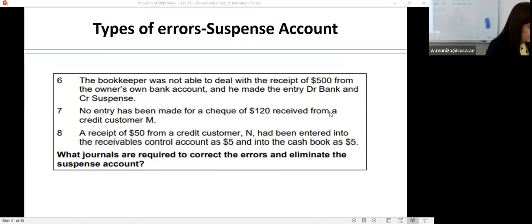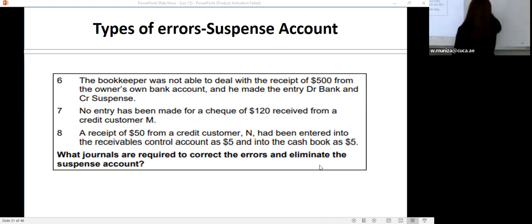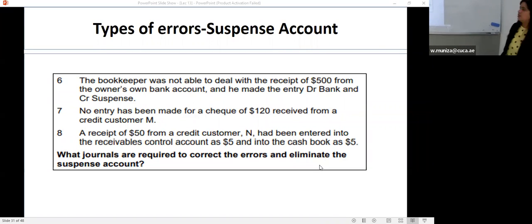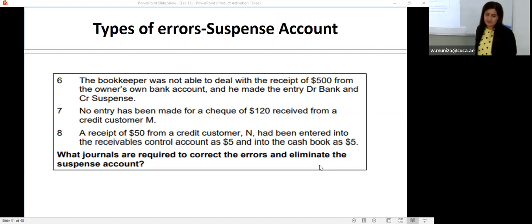Here is an illustration. The requirement of the question is what journals are required to correct the errors and eliminate the suspense account. Now the suspense account is created, which has to be eliminated. They are requiring you to tell them what journals are required to correct the errors and eliminate the suspense account.